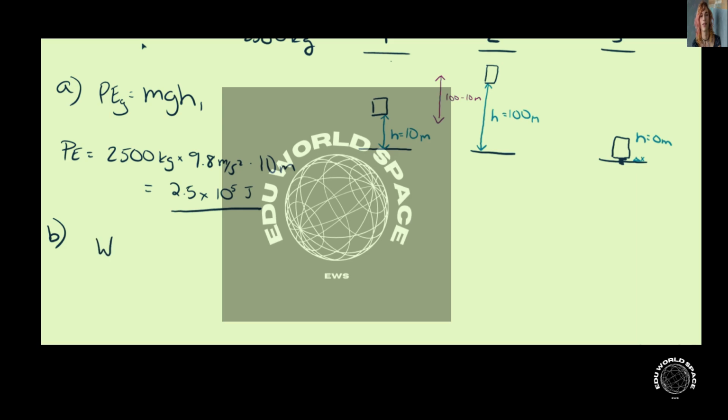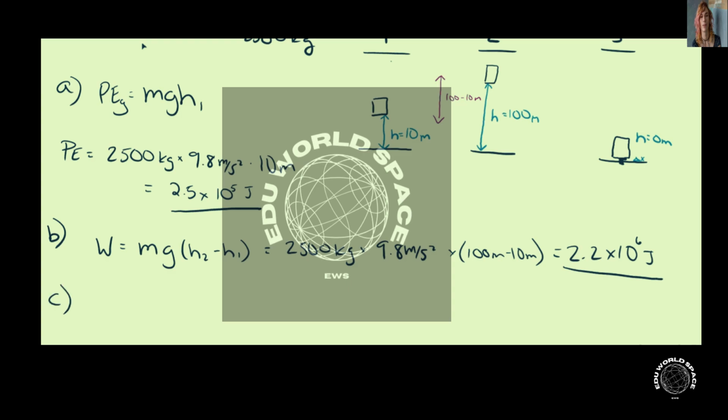So the work done is just the work done against gravity here. They say that there's no friction. So our work is just going to be mg times h2 minus h1. So we've lifted it up that height. That's the work we put in. So that's 2,500 kilograms times 9.8 meters per second squared times 100 meters minus 10 meters. And that work is going to be 2.2 times 10 to the 6 joules.